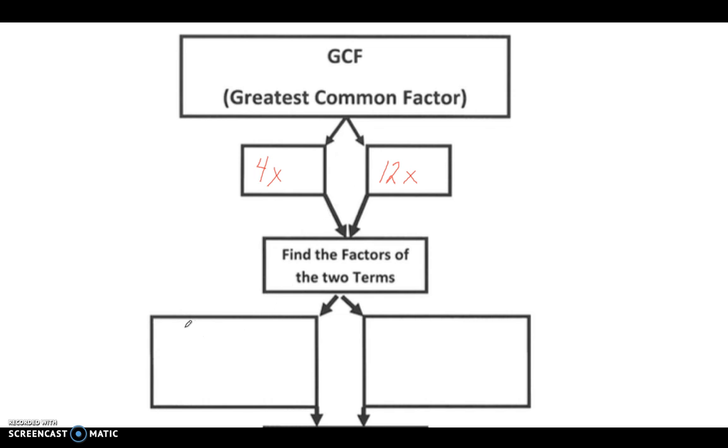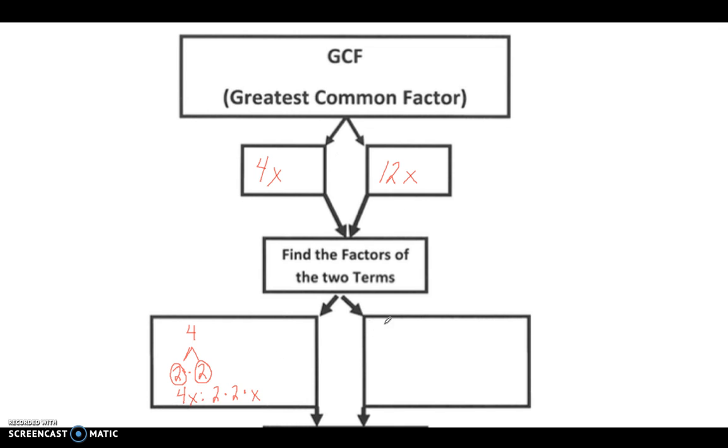So with 4x, let's do a prime factorization tree of 4. Well, I can pull out the factors of 2, and 2 times what would give me 4? Well, 2 times 2 is 4, and both of those are prime numbers. So I'm done with that factor tree. So I can say that the factors of 4x are as follows: 2 times 2 times x. And 2 times 2 would be 4, and 4 times x would give me 4x. So I know that's correct.